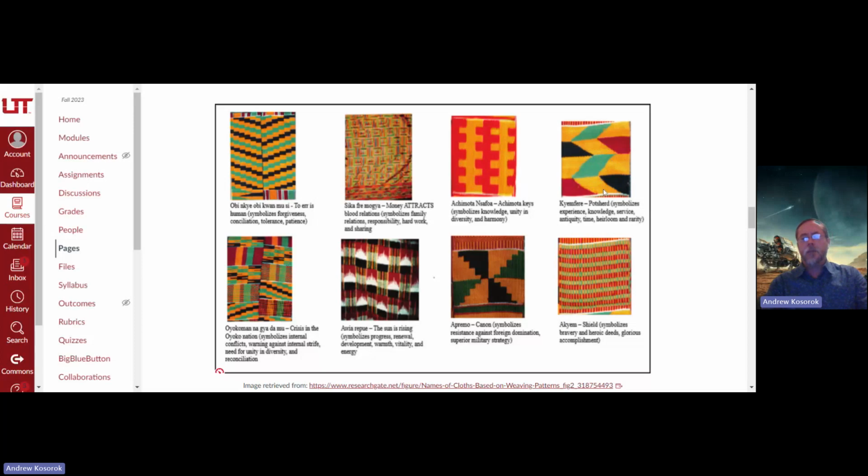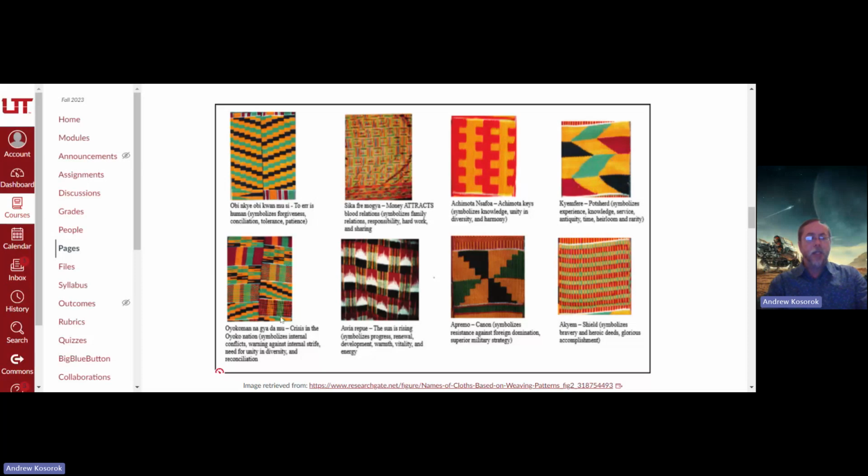Now notice I'm not really talking about the meanings behind the design, because you can find that in this description as well in this module, and you can also do your own research online. And I would highly recommend doing that. There are a number of different websites where you can just look up Kente cloth designs and their meanings. And that is really, really good.